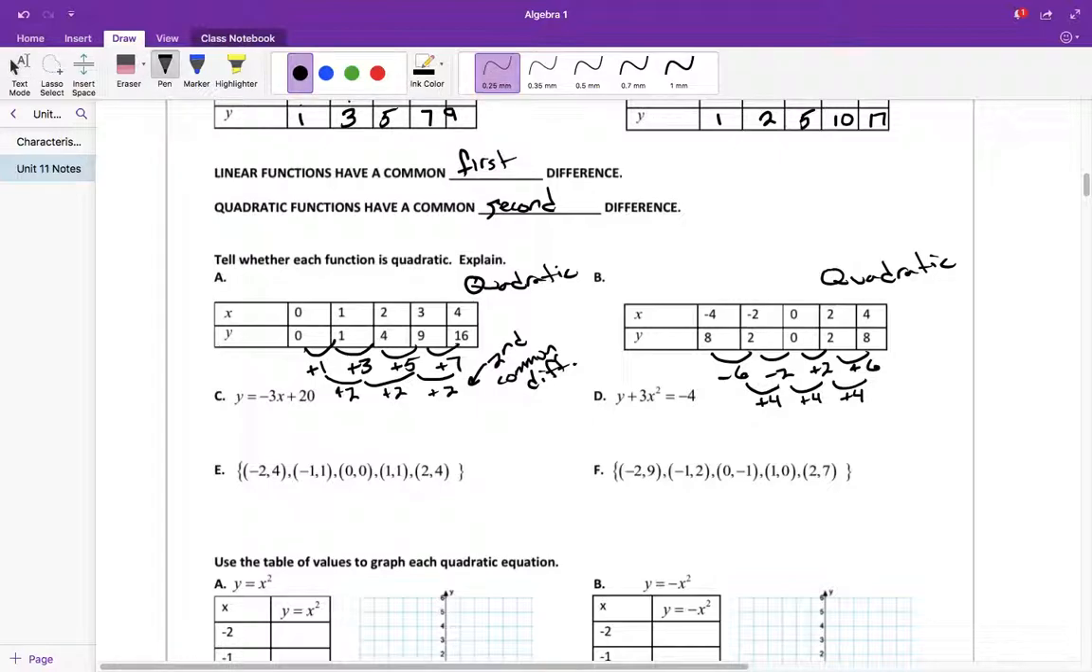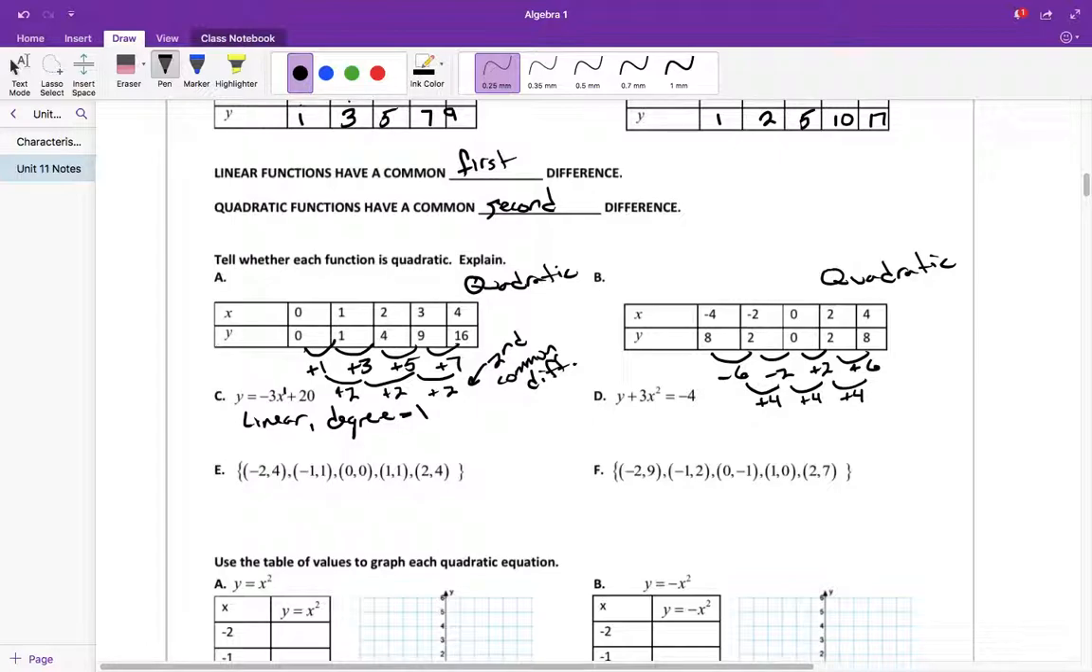Okay, so looking at C, you've got an equation, y equals negative 3x plus 20. Look at what the exponent is for your variable. It's got an exponent of 1. That's going to tell you that this is a linear function. And your explanation would be an exponent or a degree is equal to 1.